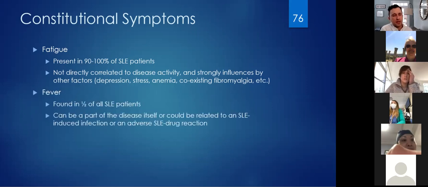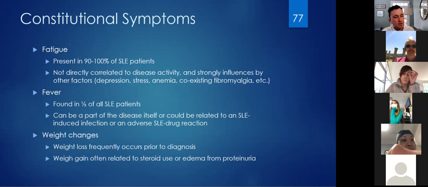Same with fever. It can be a presentation of the disease itself, like a rheumatic or immune type fever, or it may be related to an infection that they have, or adverse drug reaction.